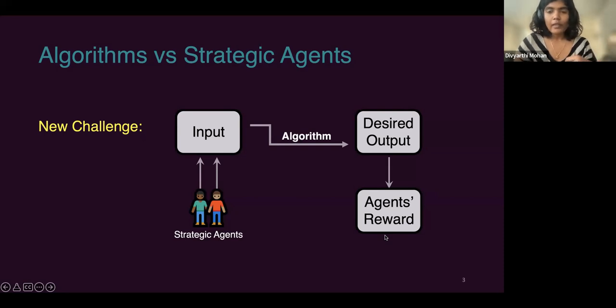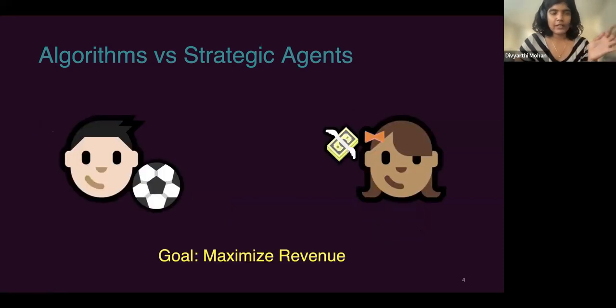Okay. Let me try to illustrate this with a very simple example. We have a seller with a single item to sell, a soccer ball, and he faces a single buyer. The objective of the seller is to maximize revenue. That is, he doesn't have any intrinsic value for the item. All he wants to do is to sell it and make as much money as possible.